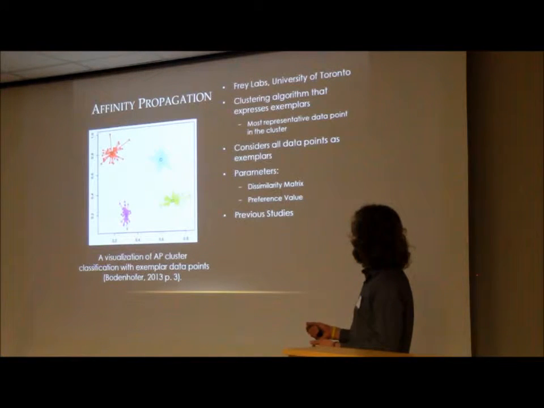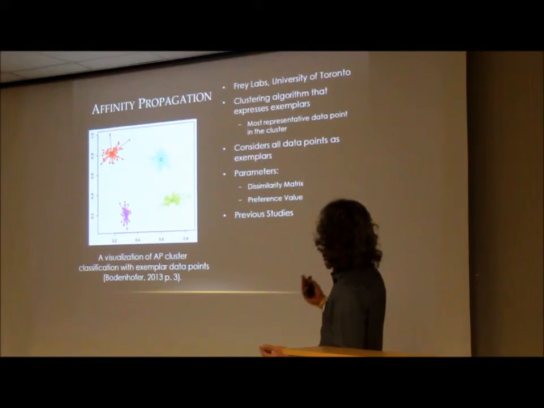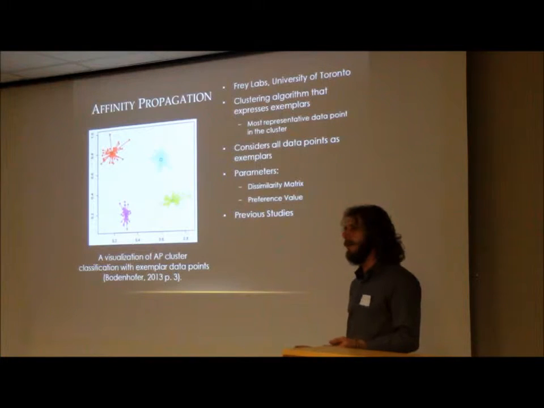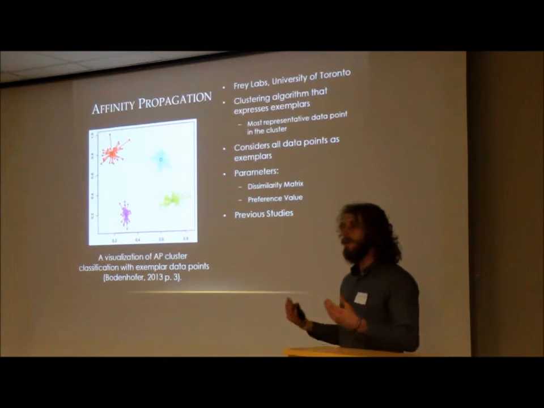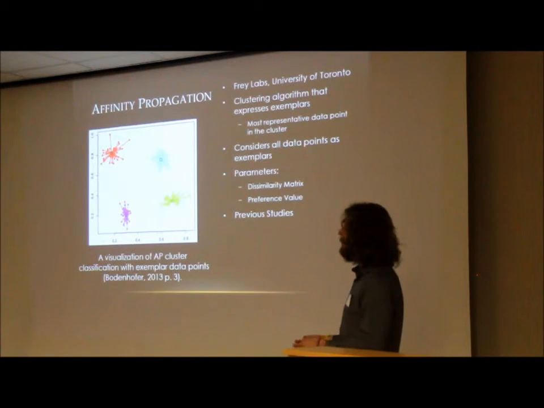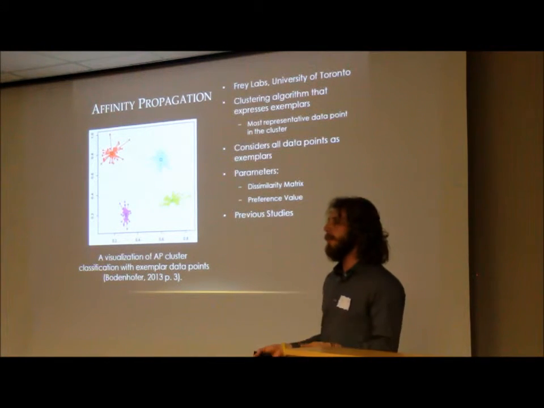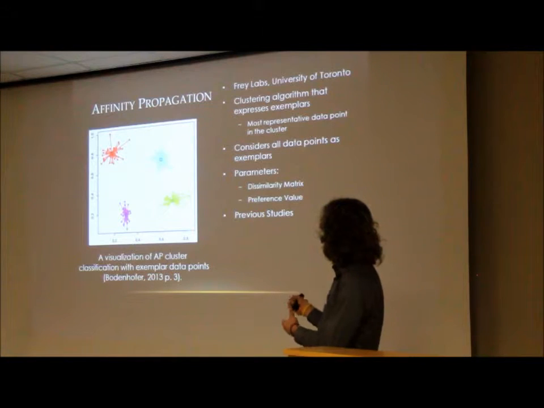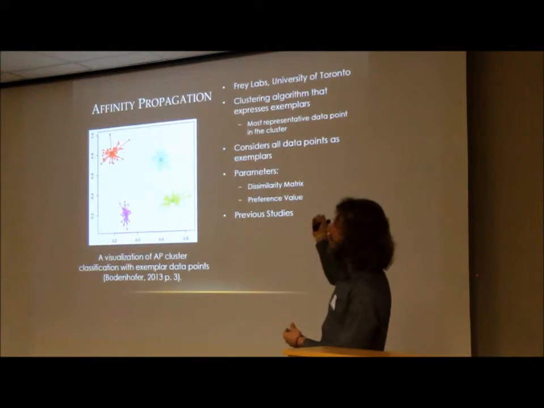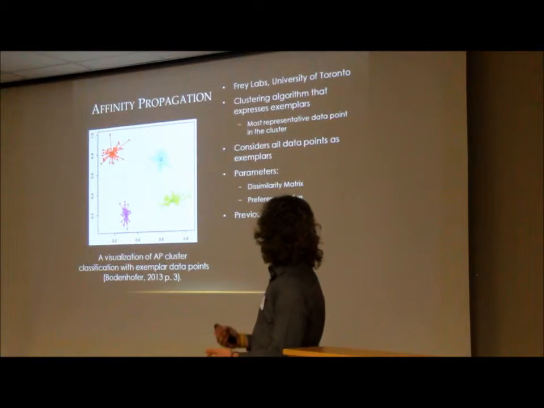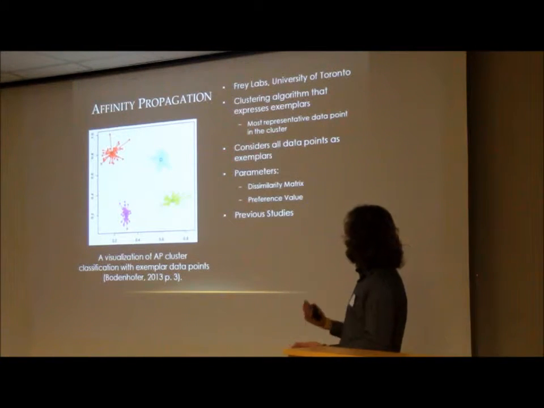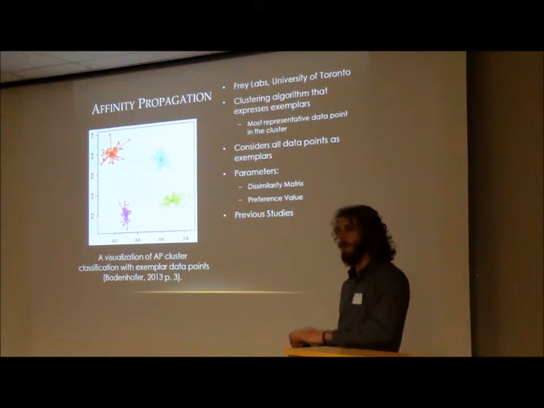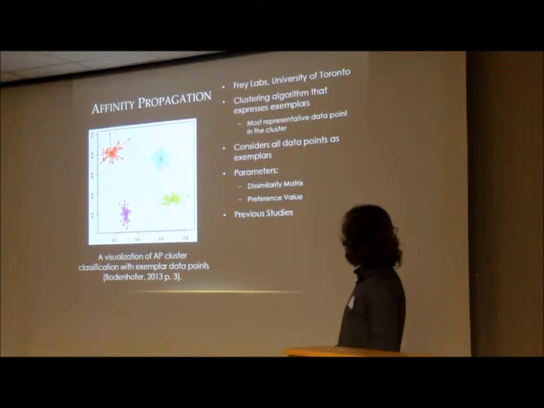Affinity propagation only requires two parameters. First of all, a dissimilarity matrix, which I will get into later. And then the second is a preference value. The preference value is a value that influences the number of clusters. It does not define the number of clusters. Like in the k-means algorithm, you put in the number of clusters that you want. In affinity propagation, the preference value, as recommended by the developers in Frey Labs, is the minimum value from the dissimilarity matrix. You can alter the preference value. By increasing the preference value, you'll result in more clusters. By decreasing it, you'll result in fewer clusters, but it is not a one-to-one ratio.